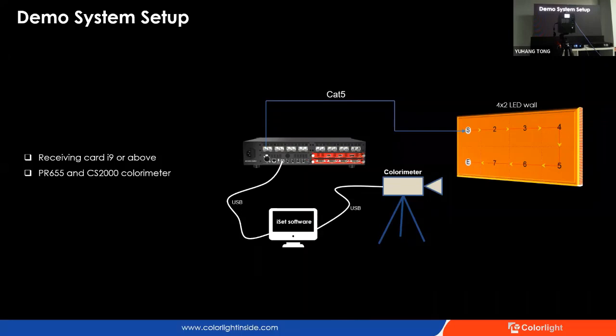Before we get into the demonstration, I want to take a moment to explain the demo setup here. We've got a small 4x2 LED wall equipped with i9 receiving cards and a color meter connected via USB cable to the computer that is running iSet software. Please be noted that only i9 or certain versions of i6 receiving cards support color adjustment. The iSet software is currently only compatible with color meters PR655 and CS2000. But we're open to integrating more color meter models into our software.